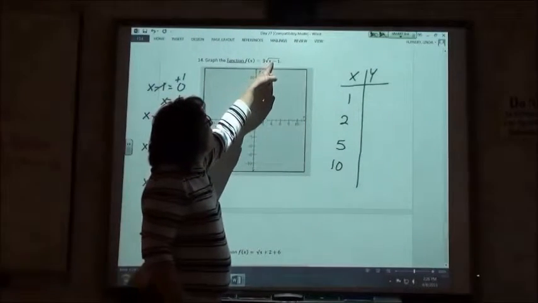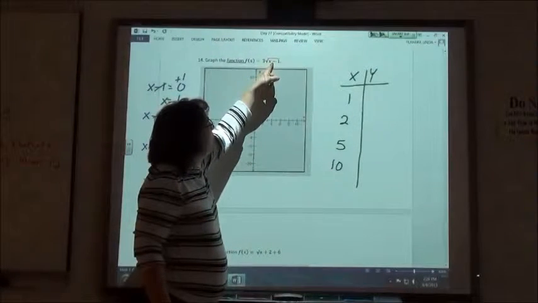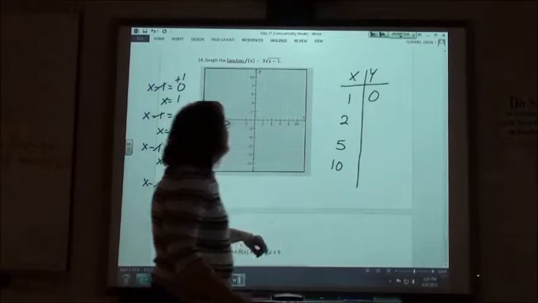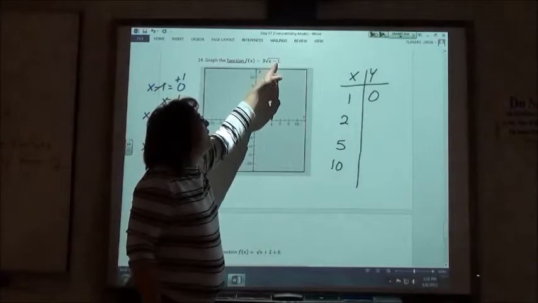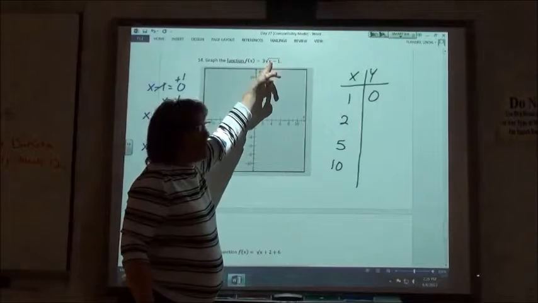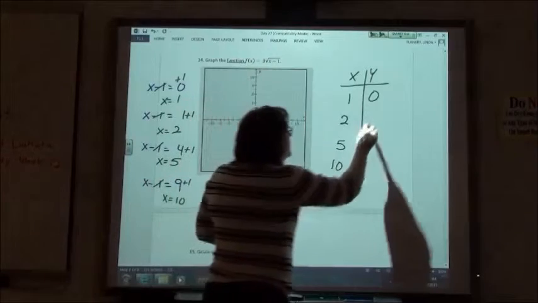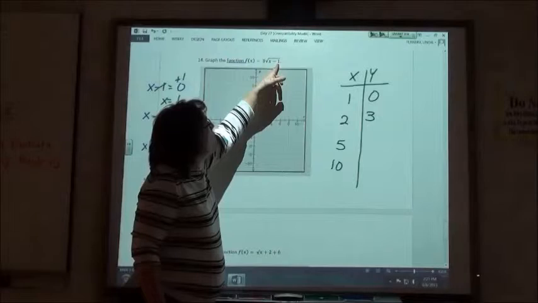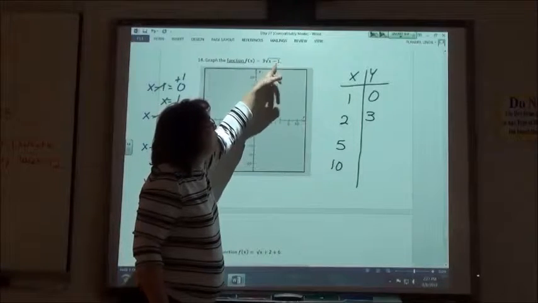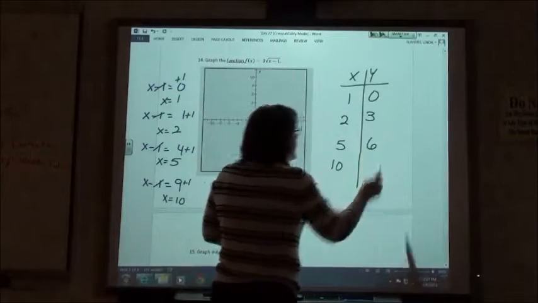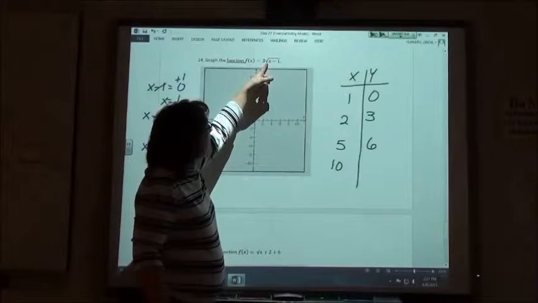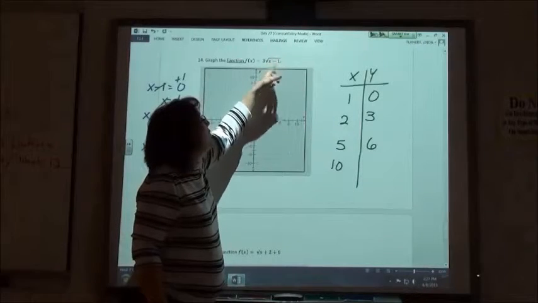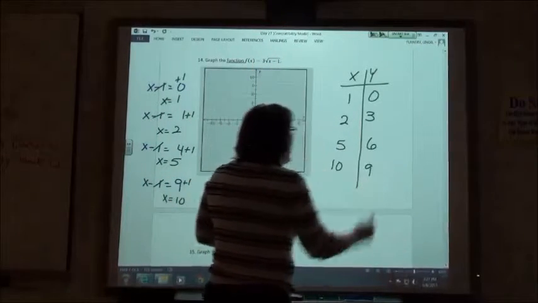So 1 minus 1 is 0. The square root of 0 is 0. 0 times 3, still 0. Putting my 2 in there. 2 minus 1 is 1. The square root of 1 is still 1. 1 times the 3 in front, 3. 5 in there. 5 minus 1 is 4. The square root of 4 is 2. 2 times the 3 in front, 6. Then putting the 10 in there. 10 minus 1 is 9. The square root of 9 is 3. 3 times the 3 in front, 9.